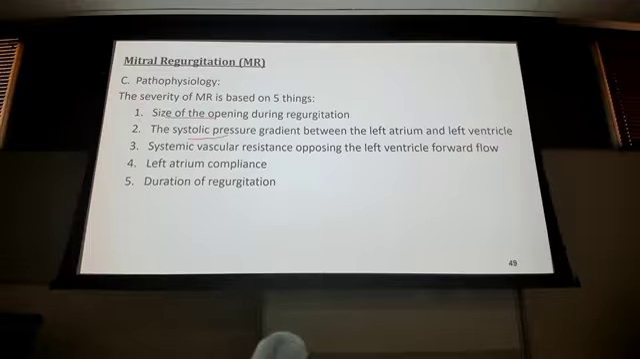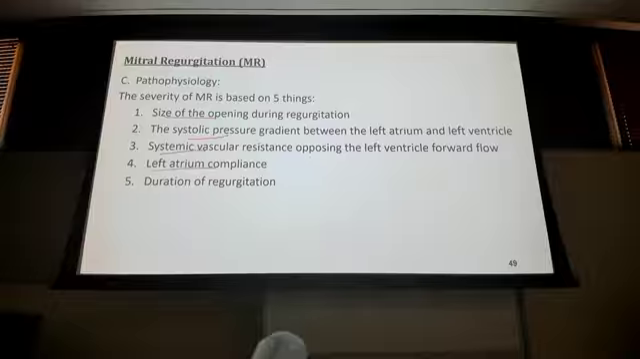And then the other factor is, what's the vascular resistance for that forward flow? So if I have aortic stenosis, which we'll talk about tomorrow, or I have hypertension and now my systolic blood pressure is higher, my diastolic pressure is higher, so that I need more pressure to open that aortic valve to get that blood flowing out that way versus going into the atria, that's going to affect how much volume regurgitates as well.